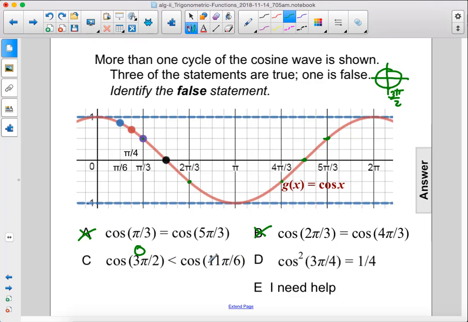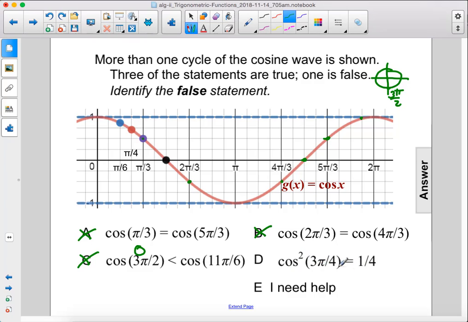Now where's 11 pi over 6? 11 pi over 6 is 1/6 away from 12 pi over 6, which is 2 pi. So it's like right there. It's very close to 2 pi, but not quite. And this number, which is very close to 1, is going to be greater than 0. Therefore, this is true. Cosine squared of 3 pi over 4 equals 1/4.